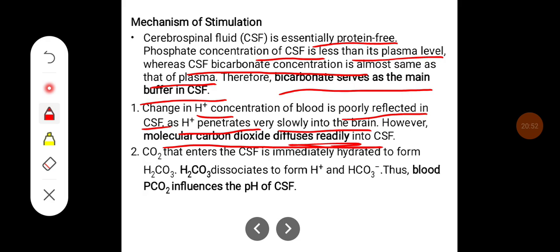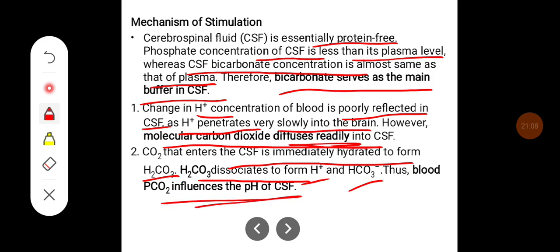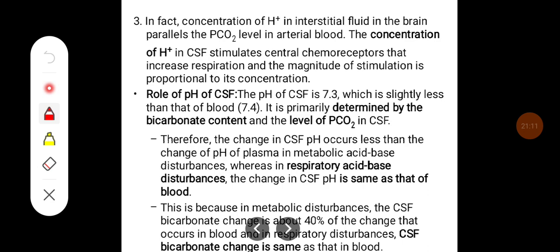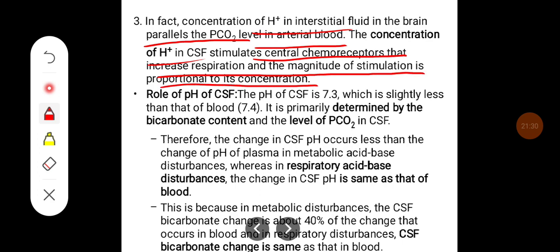The carbon dioxide that enters the CSF is immediately hydrated to form carbonic acid. Carbonic acid dissociates into H plus and HCO3 minus ions. Thus, blood PCO2 influences the pH of the CSF. In fact, the concentration of H plus in the interstitial fluid in the brain parallels the PCO2 levels in the arterial blood. The concentration of H plus in CSF stimulates central chemoreceptors that increase respiration, and the magnitude of stimulation is proportional to its concentration.